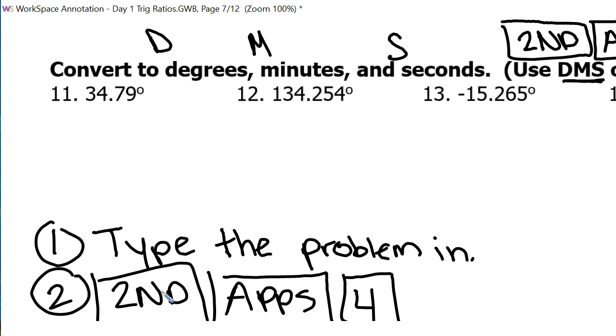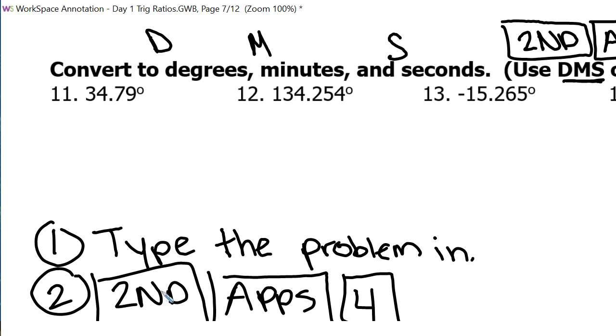So step 1, type that problem in. We need to type in 34.79 degrees. And to get the degree symbol, it's second apps number 1. So there's step 1. You type the problem in. So type in 34.79 degrees.